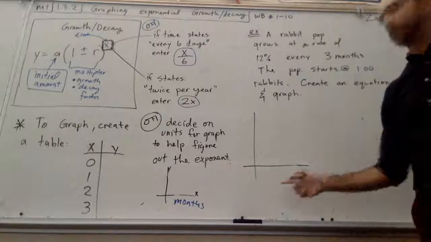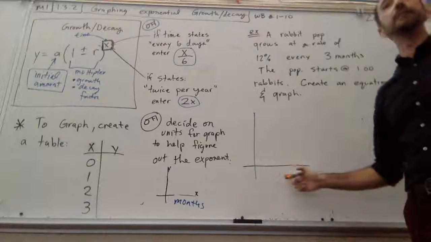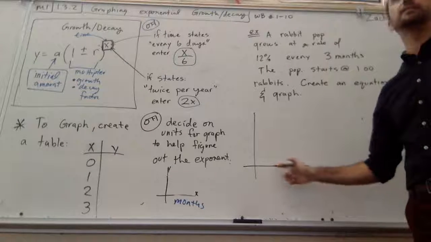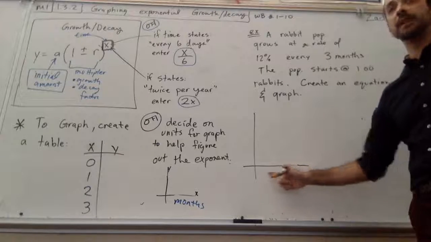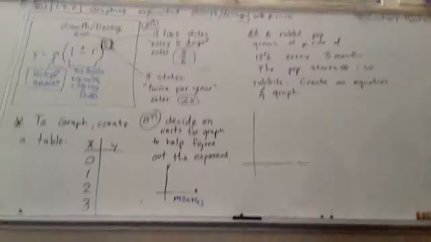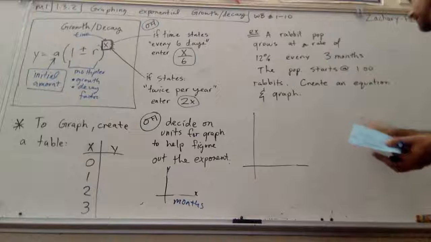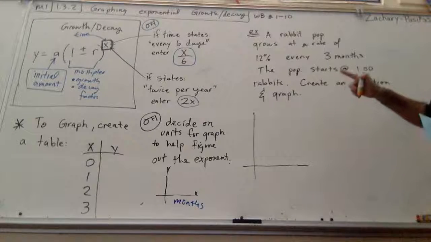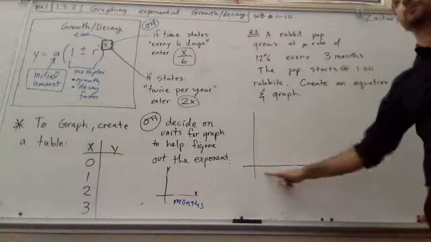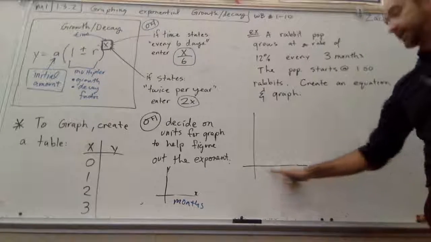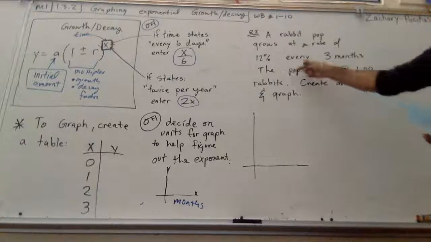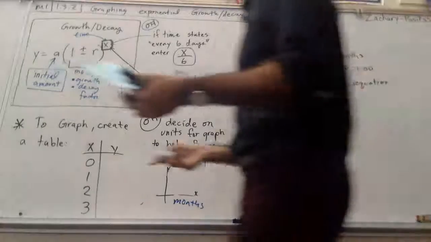Because here's the deal. You could choose to put in seconds, minutes, days, weeks, months, years, decades, centuries, millennia, eons. That's all I know. I don't know what's bigger than an eon. Doesn't matter. Okay. What should we put down here? Tell your neighbor what units are we going to use for this axis right here. That's going to help us know what time is going to be. It says every 3 months. That might be a hint.